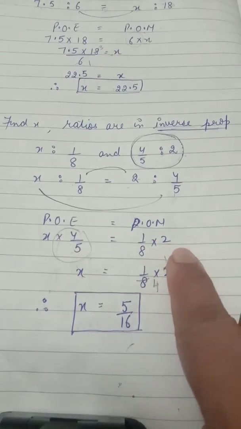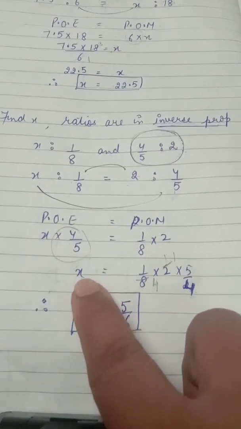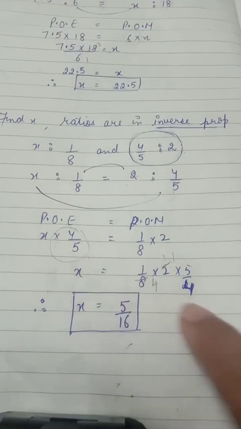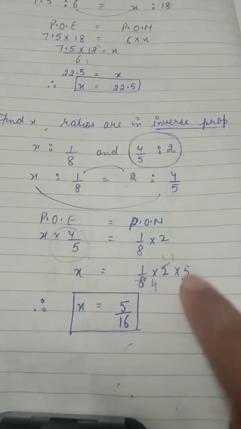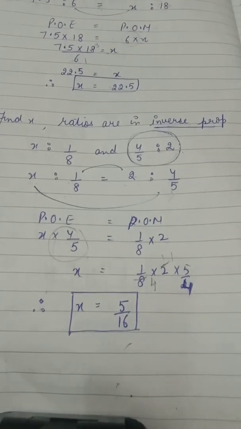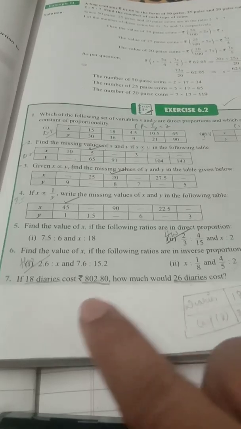Product of extremes is equal to product of means, and keep x on one side and whatever is with x shift it to the other side. Now as it is a fraction, reciprocate it when you take it to the other side, and after cutting, the value of x is 5 upon 16. Now let's see question number 7.